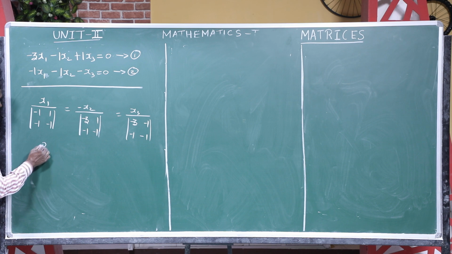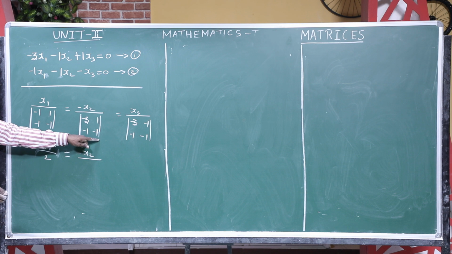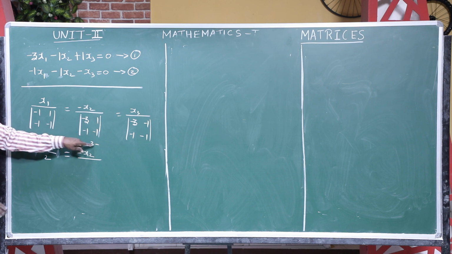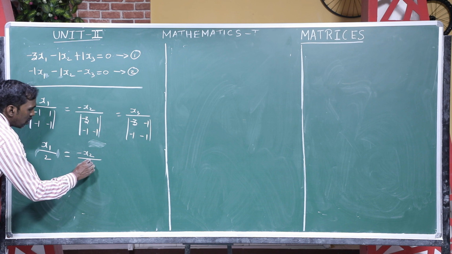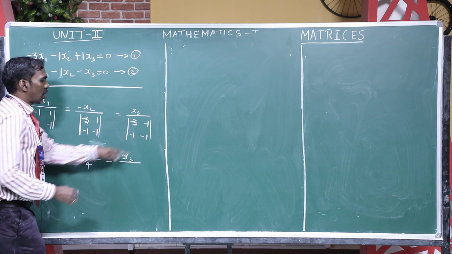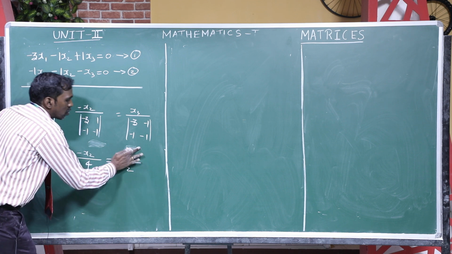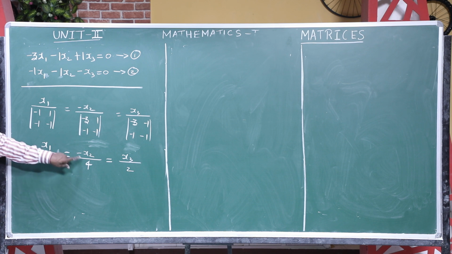So how can you solve? Now determinant x1: 1 times 1, minus times minus gives a plus, so 1 plus 1 will be 2. Similarly, minus x2: 3 ones are 3, so 3 minus, here 1 minus will be there, the formula will be minus, so we get plus 1, so 3 plus 1 will be 4. Next x3: here minus 3 minus 1 will be 3, so 3 minus 1 will be plus 1, here we get 2. So therefore we got 2, minus 4, 2.